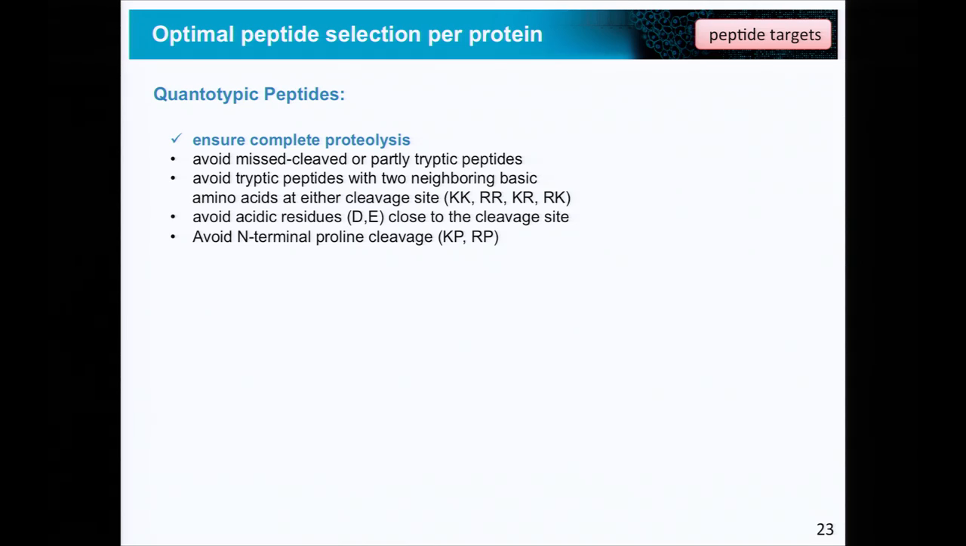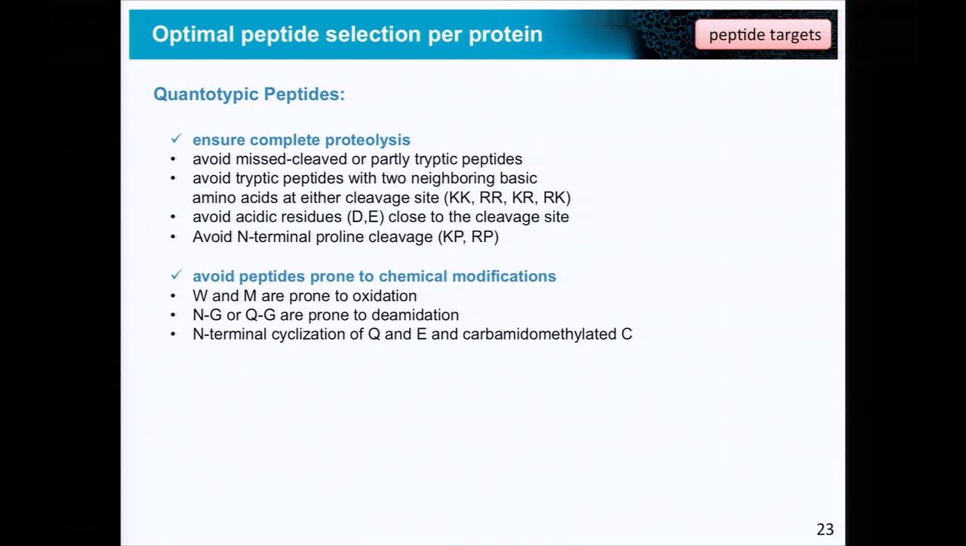Then it's known that trypsin does a bad job of cleaving peptides that have a negatively charged amino acid close to the cleavage site, close to the positively charged arginine or lysine. So try to avoid those. Also KP or RP sequences are not ideal for quantification. Usually we assume that trypsin does not cleave KP or RP, but it has been shown that sometimes it actually does. So for quantification it's nicer to have this sequence not included in your quantotypic peptide. All these are rules that should help you to ensure complete proteolysis of your quantotypic peptides.